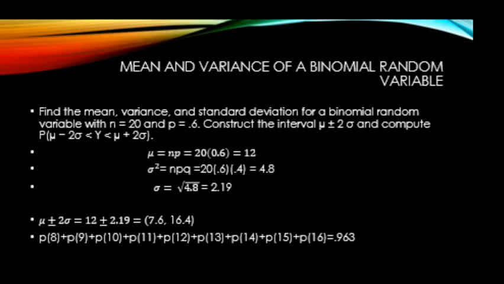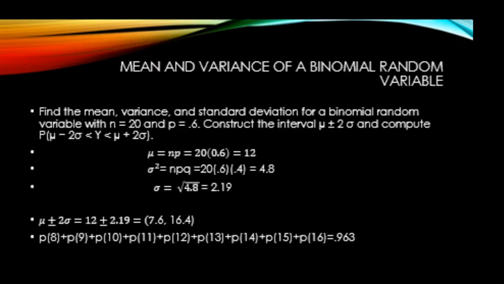Since this is a binomial distribution and n is 20, that means there are 20 independent Bernoulli trials, and for each trial the probability of success is 0.6. So n is 20 and p equals 0.6. The mean and variance of a binomial random variable are given by these formulas, mu equals np. We showed this in the previous video.